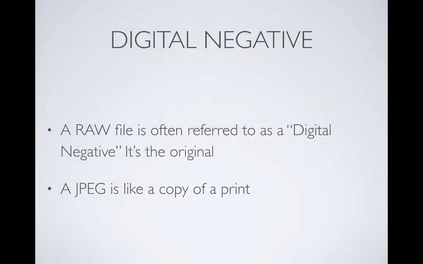A RAW file is also referred to as a digital negative. It's the original. It is the actual data that the camera captured. With this analogy, you can think of a JPEG as a copy of a print. If you take a copy of a copy of a copy, it's not going to be as good of quality. Every time you save a JPEG, it's going to have some type of compression and processing done to it, and you're losing the control and the information that was in the original image.